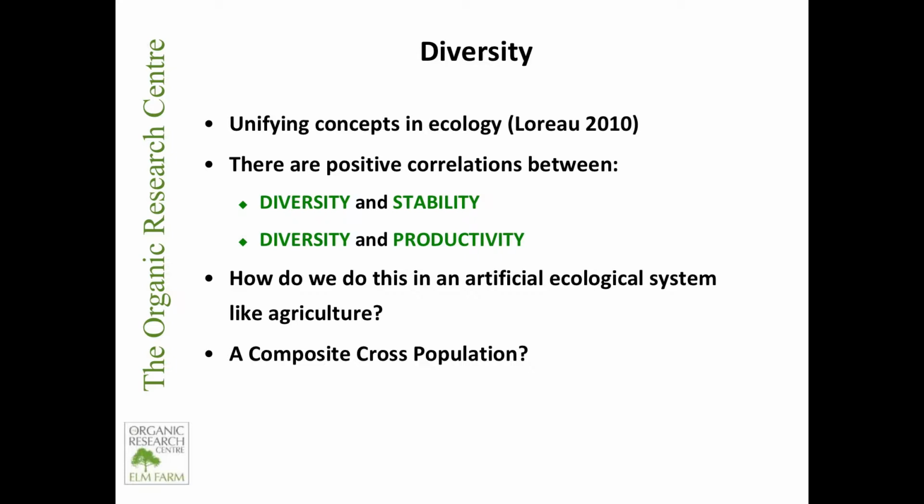Okay, that may not be the productivity that your industrial complex wants, but actually we know the overall productivity goes up. But actually, how do we put this sort of concept into an artificial ecological system that is agriculture? So the composite cross populations seem the way to go forward.